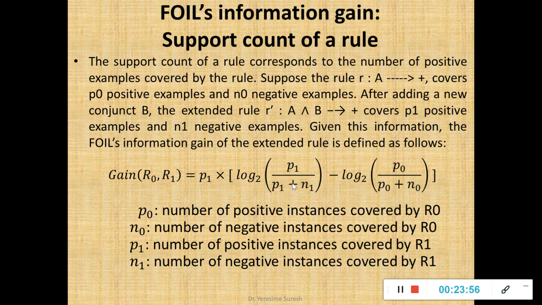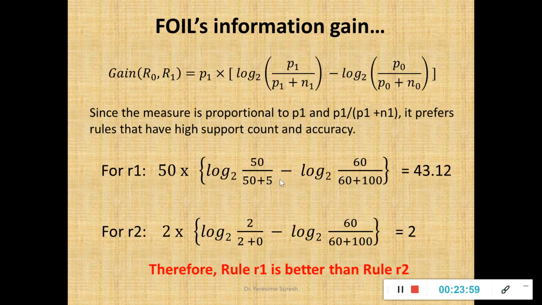Now we will try to apply Foil's information gain for the same example that we have considered. So reconsidering the formula, I will substitute. What is P1? The number of positive instances covered in rule R1. So it is 50 into log base 2 of P1, 50 divided by 50 plus N1, the number of negative instances in rule R1, so 5 negative instances, minus log 2 of P0, the number of positive instances in your training data set, 60 divided by P0, 60 plus N0, the number of negative instances in your training data set, 100. And I find for rule R1, your Foil's information gain is 43.12.